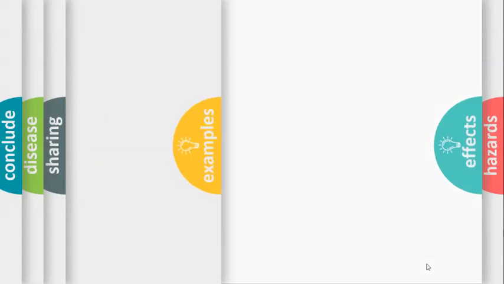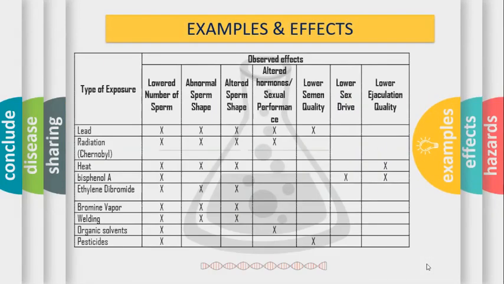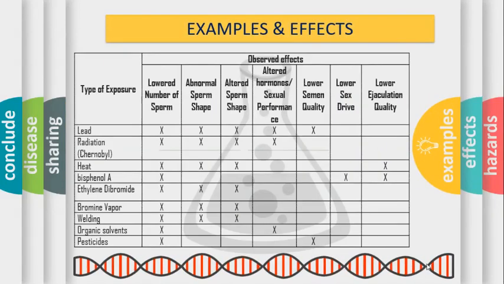As we can see from the table, some studies identified that lead, radiation, heat, bisphenol A, ethylene dibromide, bromine vapor, welding, organic solvents, and pesticides are major exposures that affect the MRS. Next, let us watch the comments given by a local OHD doctor about common MRS diseases during my interview with him.